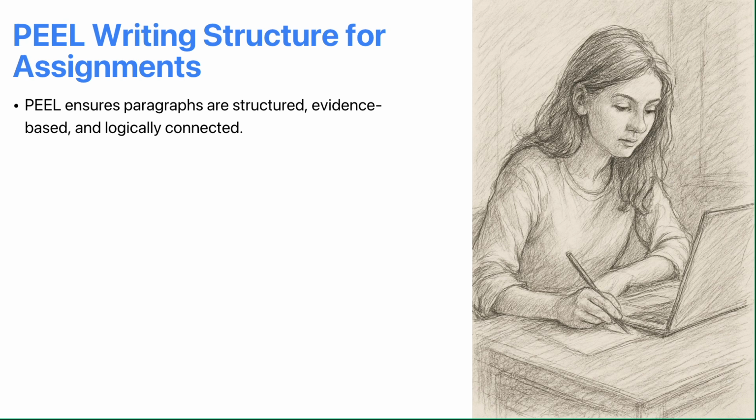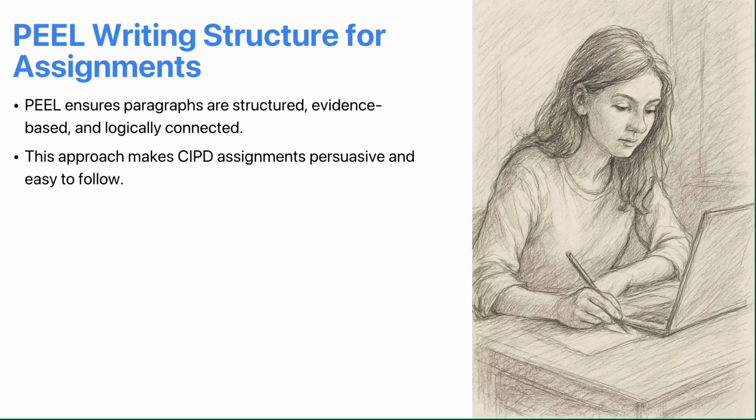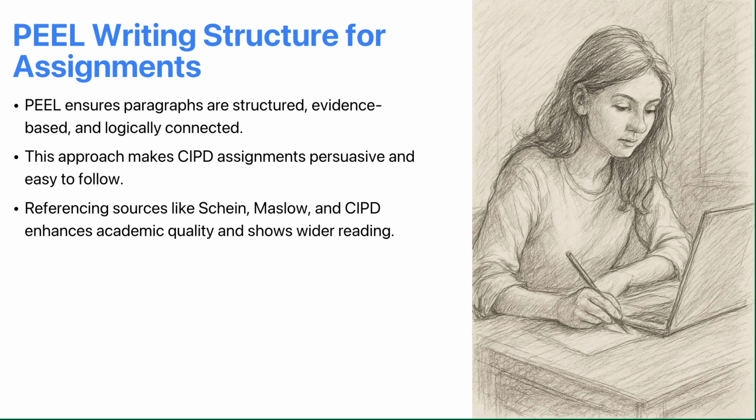By using PEEL, each paragraph has a clear structure, is grounded in evidence, and flows logically into the next. When writing your CIPD assignments, this approach will help you make your arguments persuasive and easy to follow. At the same time, weaving in references to authoritative sources such as Schein, Maslow, and the CIPD shows that you have engaged with wider reading and strengthens the academic quality of your work.